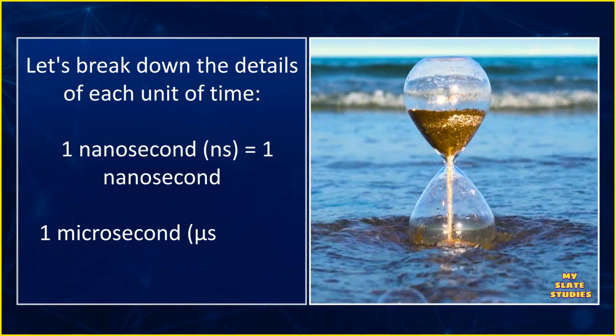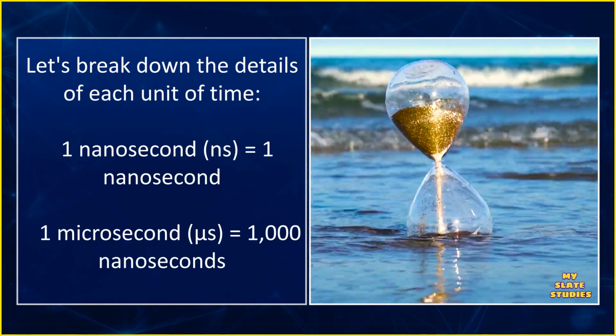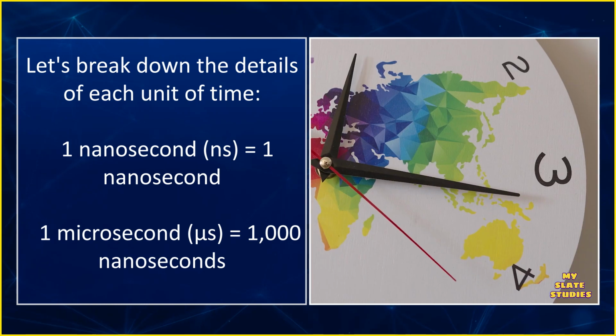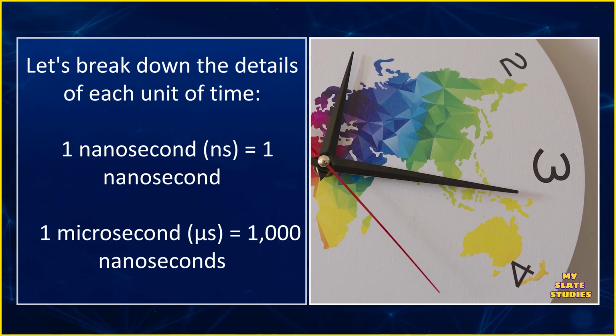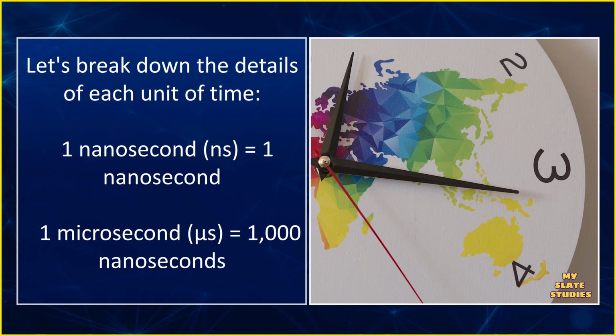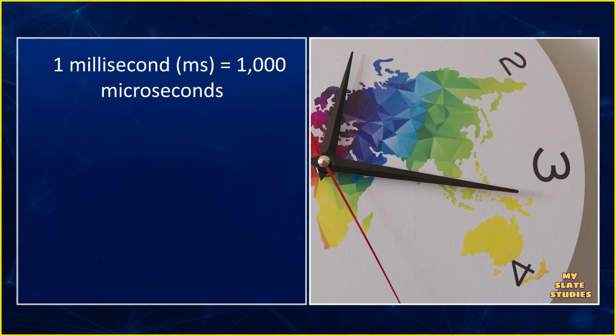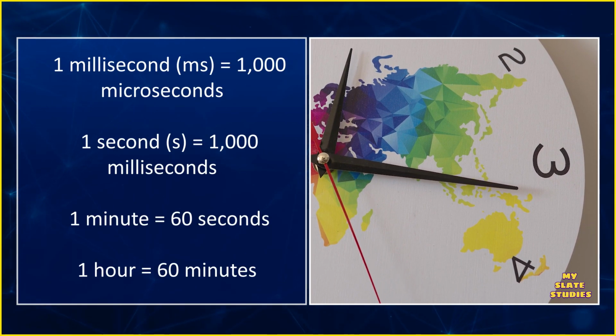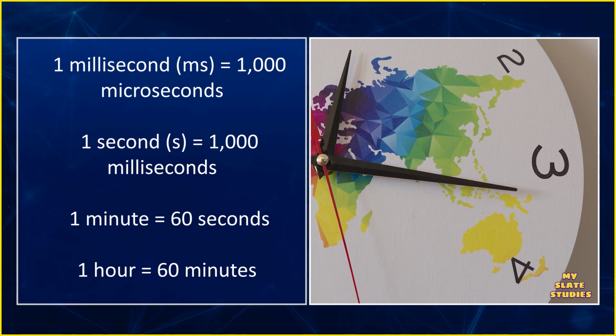Let's break down the details of each unit of time. 1 nanosecond equals 1 nanosecond. 1 microsecond equals 1000 nanoseconds. 1 millisecond equals 1000 microseconds. 1 second equals 1000 milliseconds.